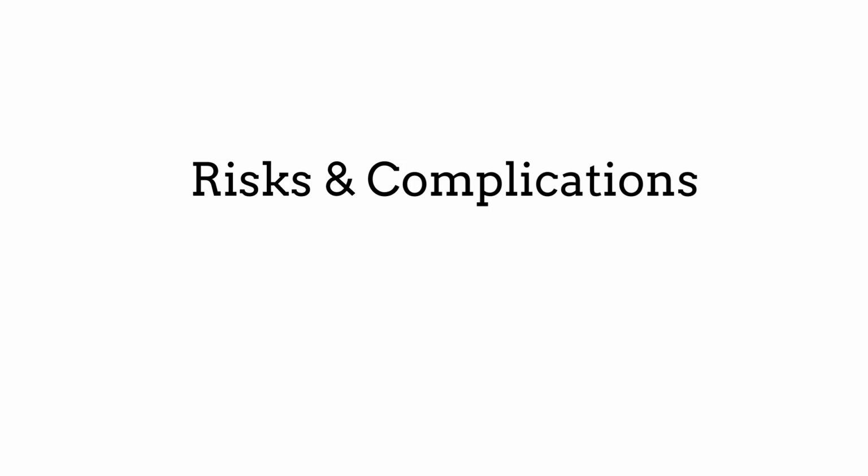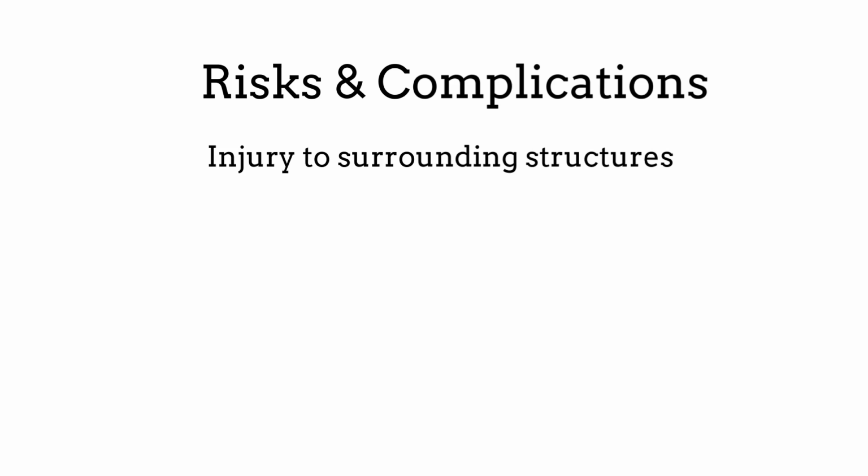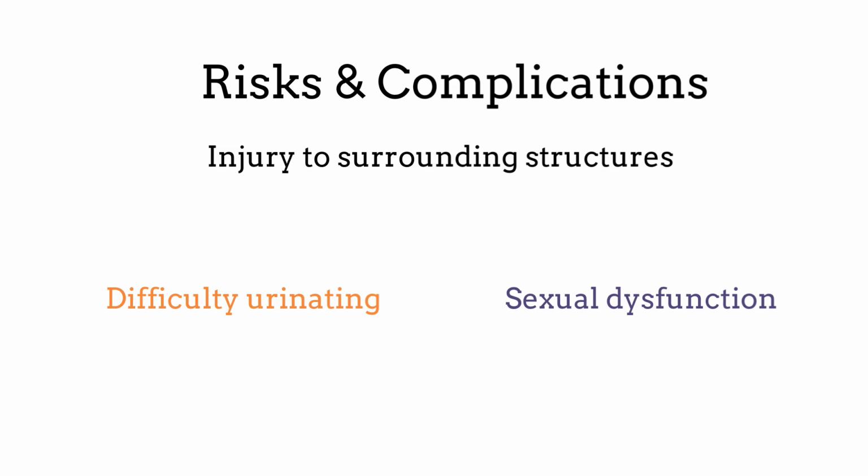There are certain risks and complications that can occur with this type of surgery. This includes bleeding from the surgical bed and surgical site infections. During the procedure, surrounding structures such as the intestines, bladder, blood vessels, or ureters can become damaged and cause problems. In addition, injury can occur to the nerves in the pelvis. This may result in difficulty urinating and sexual dysfunction after surgery. Usually, these are temporary.